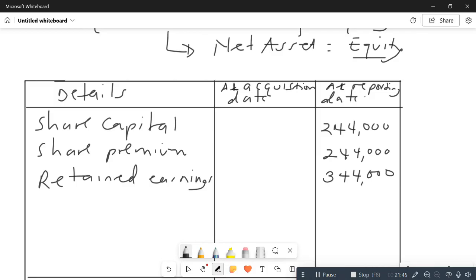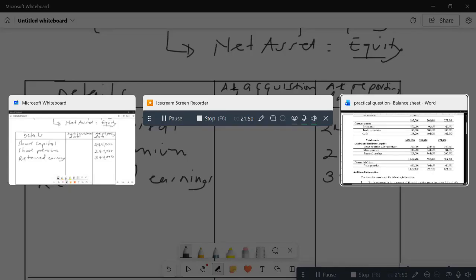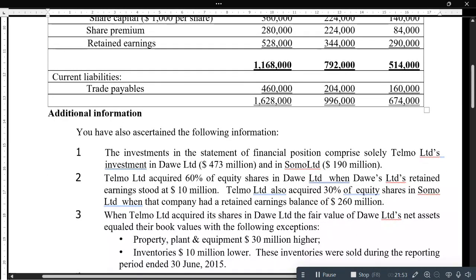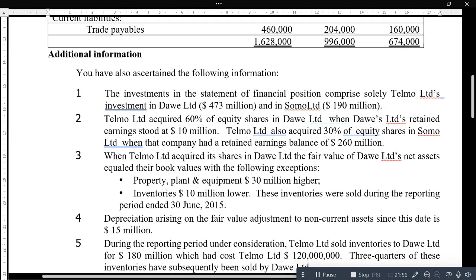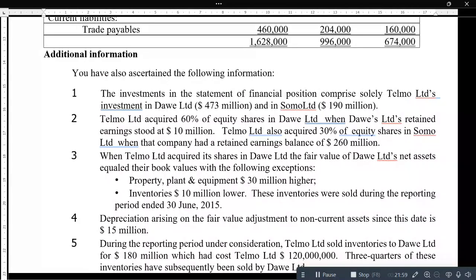However, you can only get that information as you go through the additional information. Let's try to check our additional information, let's look at note 2. When you look at note 2, Teremo Limited acquired 60% of equity shares in Dawe Limited when Dawe Limited's retained earnings stood at 10 million, meaning the retained earning for this subsidiary at the date of acquisition was 10 million.